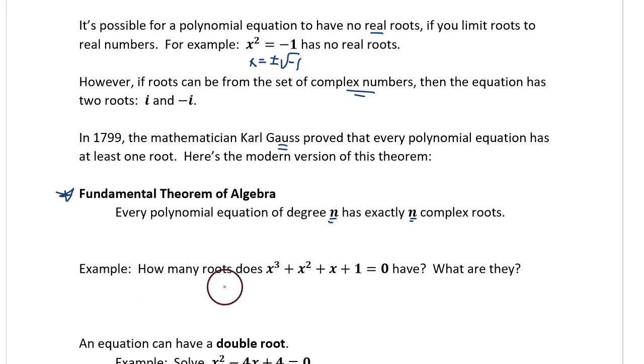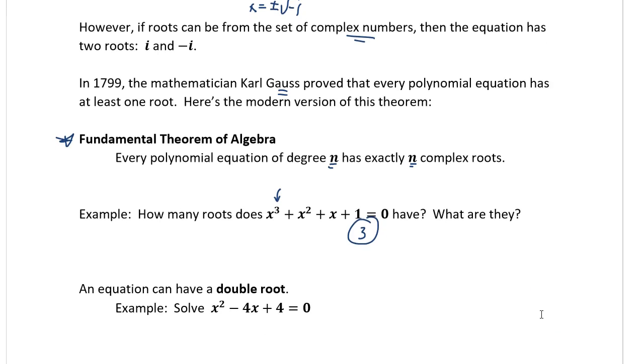Here's an example. How many roots does this equation have? Well, what's its degree? The highest exponent anywhere in there is a 3. It's degree 3, so it has 3 roots. Now, what are the 3 roots? To actually find them, this is where you need to solve the equation, or you could use the synthetic division process that we've been working on lately to find the roots.